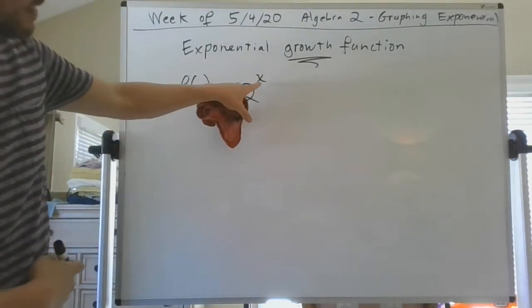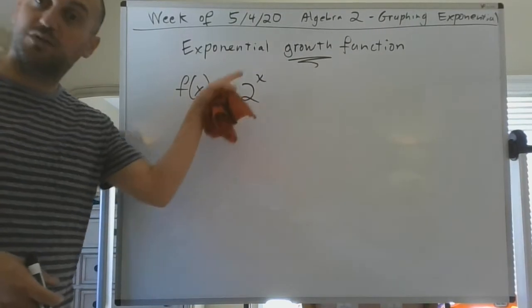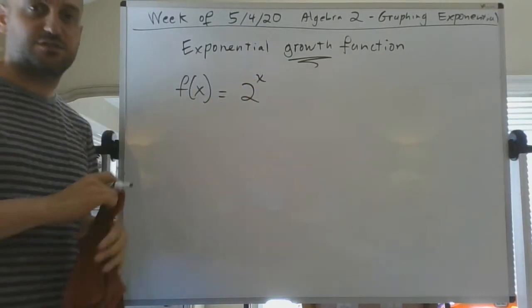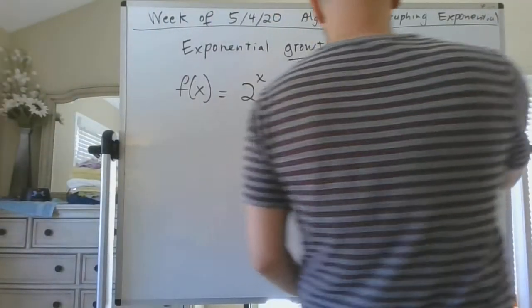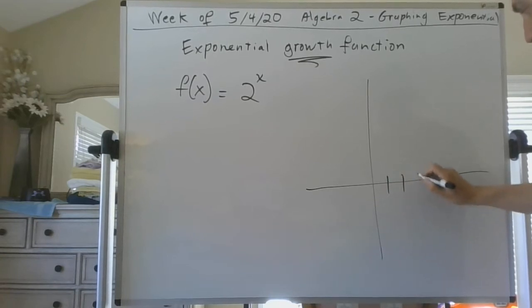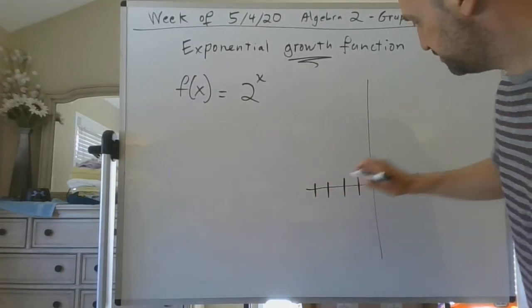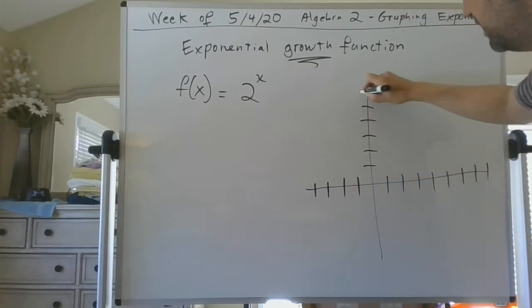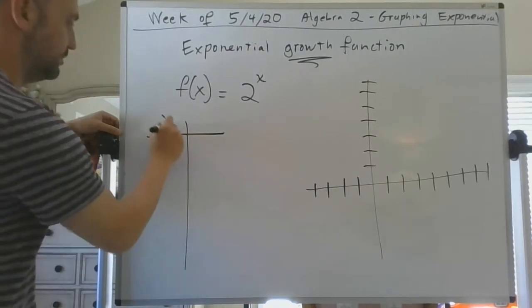That variable of x is at the exponent. So it's 2 to the exponent, and it is x. So 2 to the power of x. So what is that going to look like? Again, let's assume we don't know this graph. So what I'm going to do is make a t-table first and foremost.